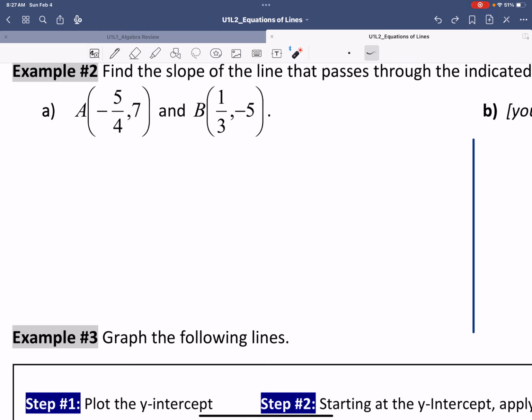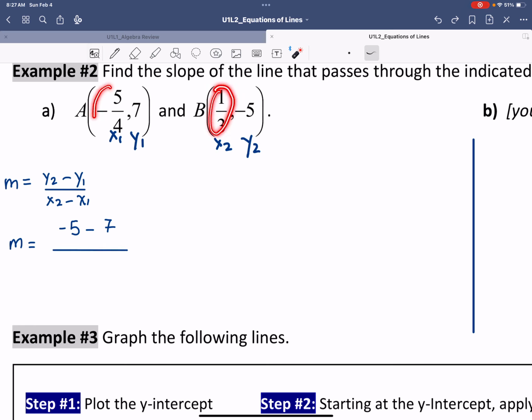So let's take a look at another example, and this time the coordinates involve fractions. So again, the same strategy, x1, y1, x2, y2, for the coordinates of each point. Write out the formula, y2 minus y1 over x2 minus x1. Then you substitute. y2 is negative 5, y1 is 7, so negative 5 minus 7, divided by x2, 1 over 3, x1, negative 5 over 4, so 1 over 3 minus negative 5 over 4. Next, we have to remove the brackets.